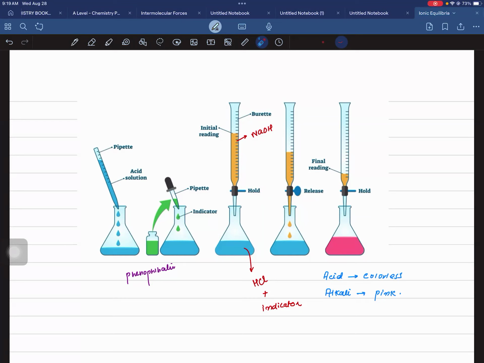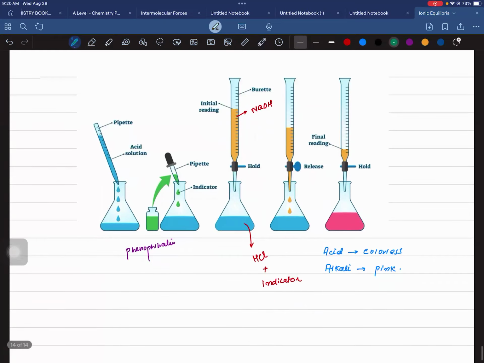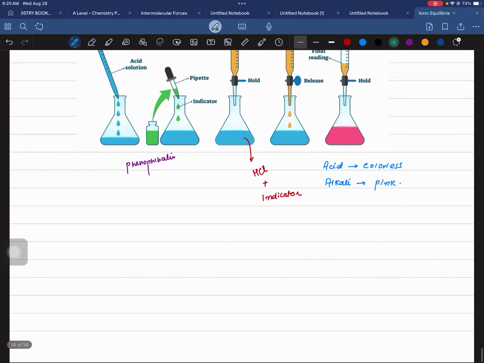Because when you see the pink color, it means that there is an extra amount of base. Remember, when you see the pink color, there is an extra amount of base. So I can say that at the end point, moles of acid is not equal to moles of base. This is not an accurate point, right?